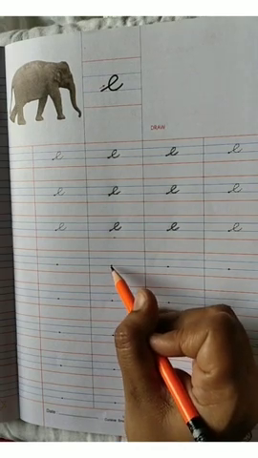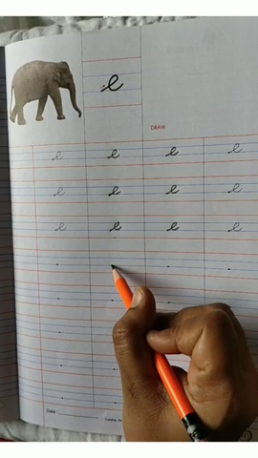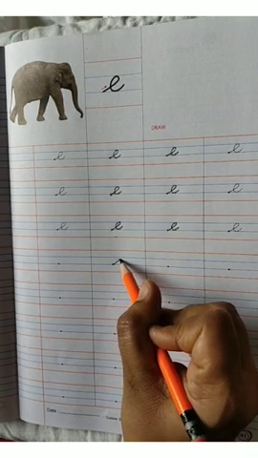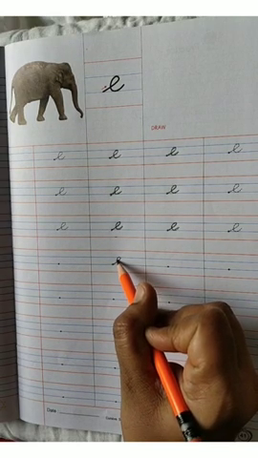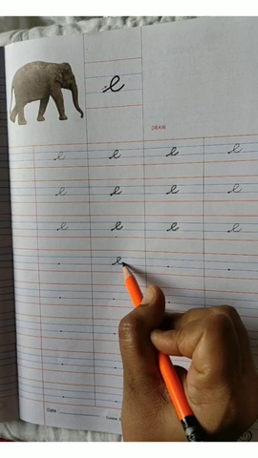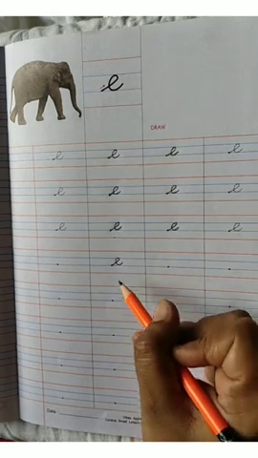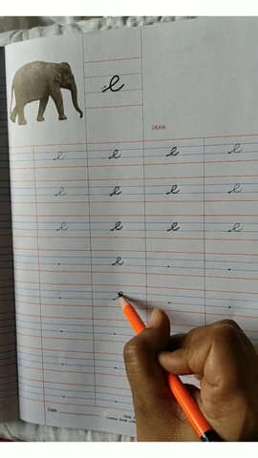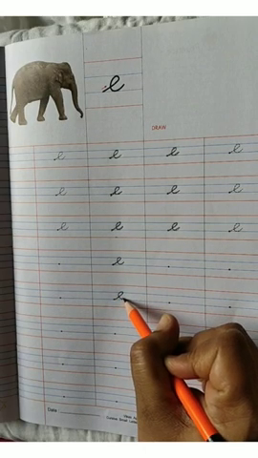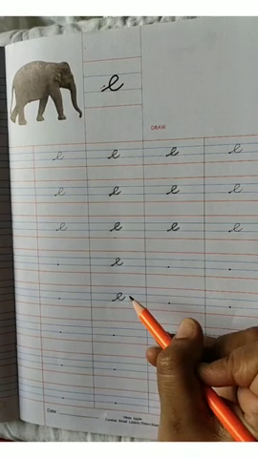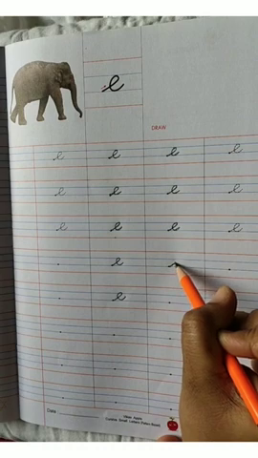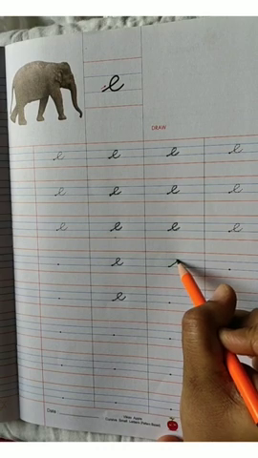Look kids, you have to make a cross line from the dot given over here. Make a cross line and then elephant. Cross line. Go somewhat up. Elephant. Cross line.